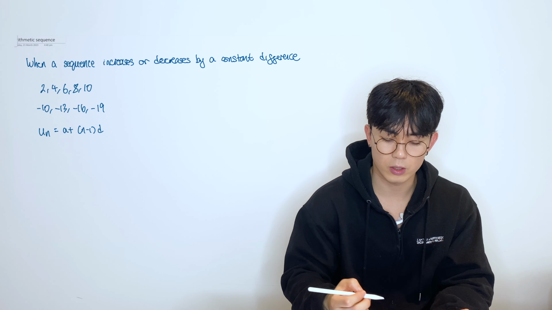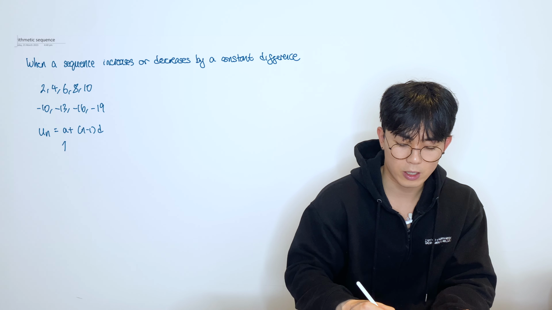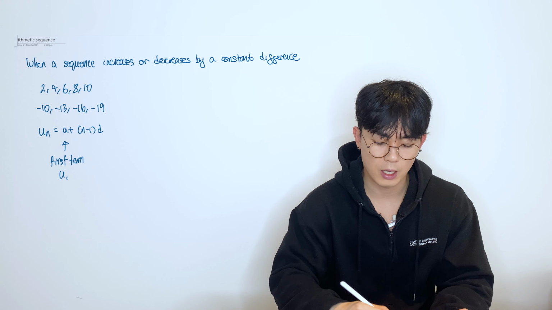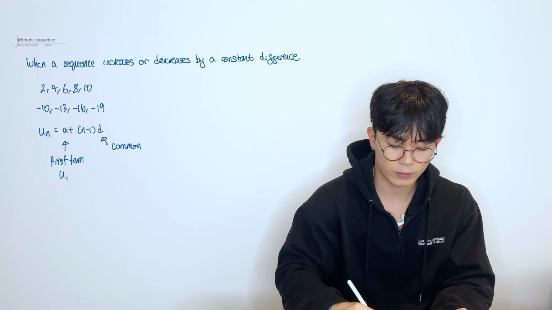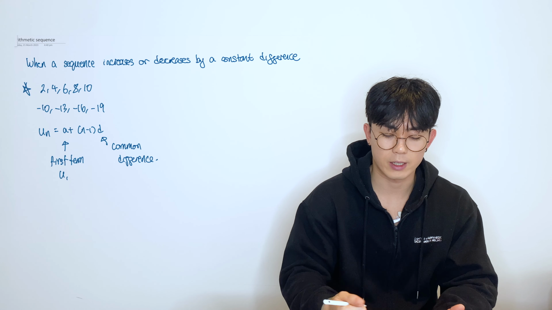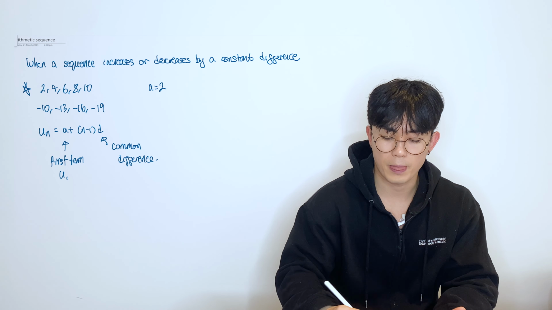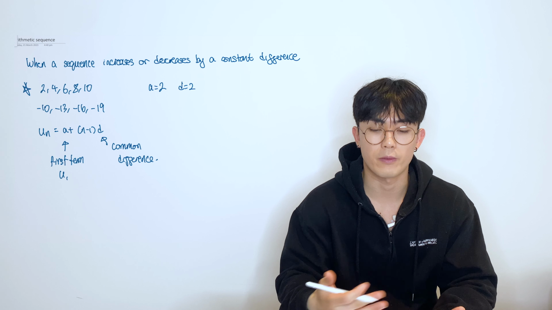First of all, we need to understand what each term means. So a here just means the first term. Okay, sometimes you might see it as u1, but u1 just represents the first term. And d represents the common difference. So if I was to use the first example here, 2, 4, 6, 8, 10, our a would be 2, because that's the first term. And our d would also be 2 because we're increasing by 2 every single time.